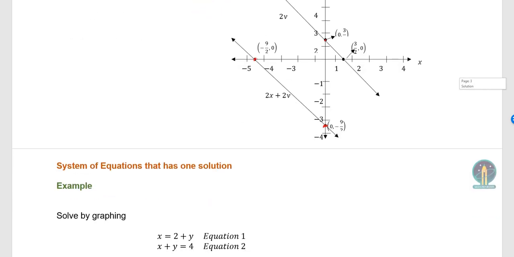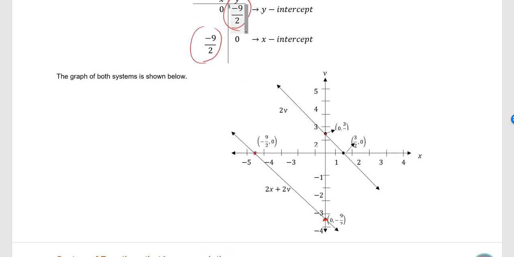Now these lines are parallel. They never intercept anywhere. They never meet anywhere. So this system of equations is said to have no solution.